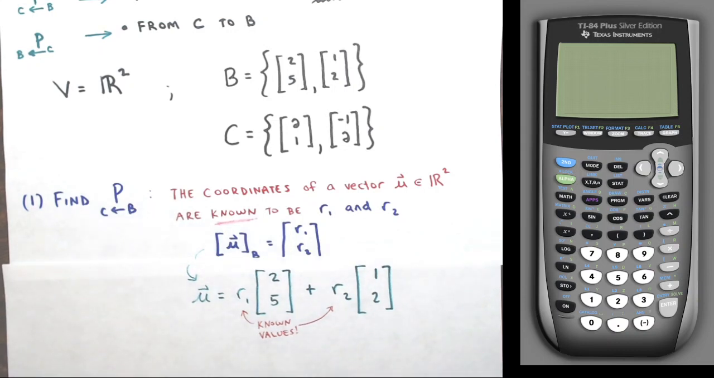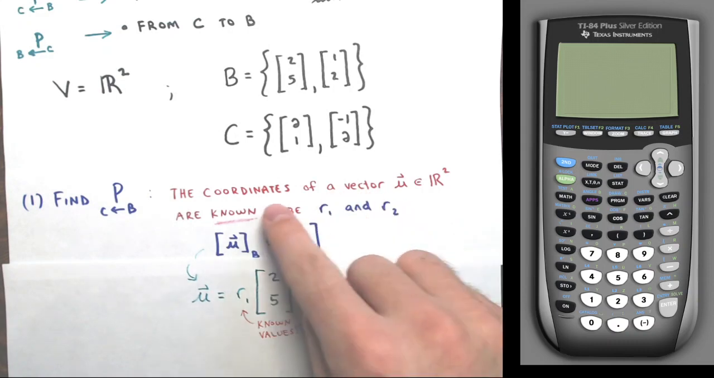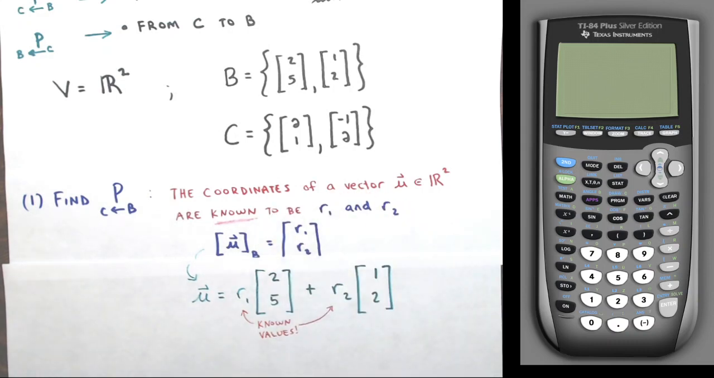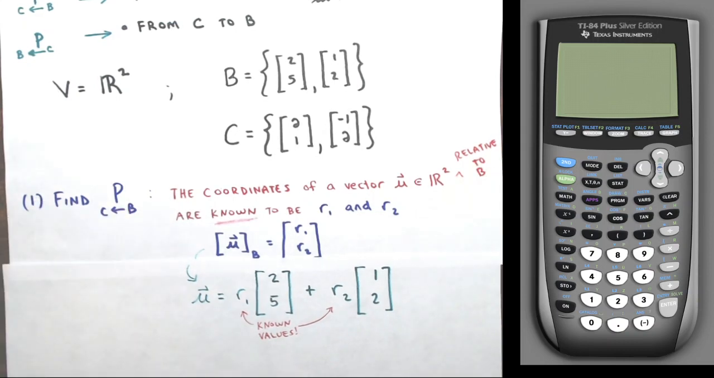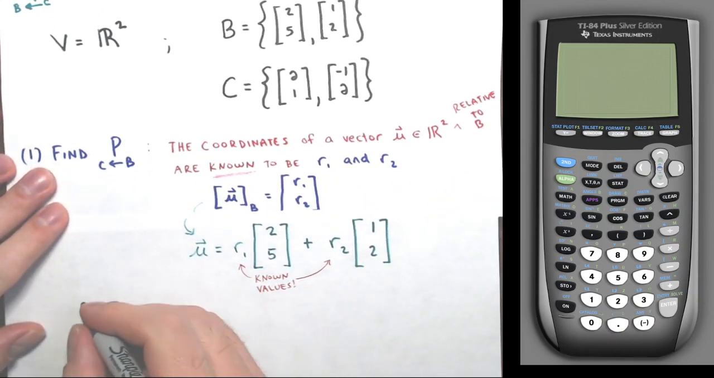So if I'm transitioning from B to C, that means I know the coordinates of vector u relative to B. Sorry, I forgot to mention that. This is in terms of basis B. So the coordinates of vector u relative to B are known. Now I wish to find the coordinates of u relative to basis C.